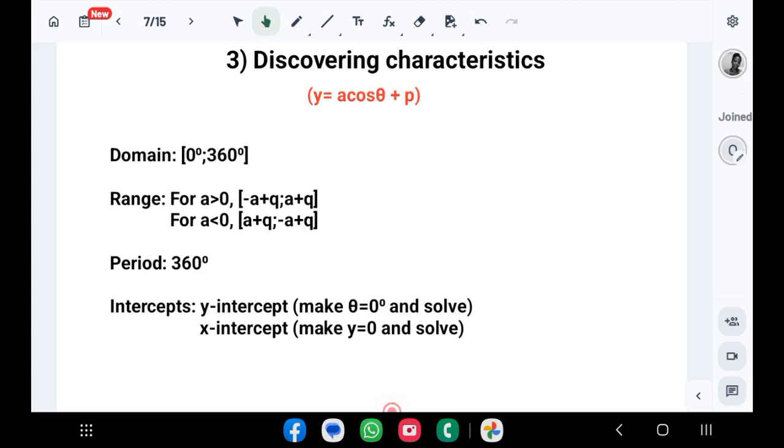The period is 360 degrees because it takes 360 degrees to complete a full cycle. That's what the period means. How many degrees do you need to have a complete cycle? It's 360 degrees, so that is the period. To find the y-intercept, just like with any algebraic graph, you make x 0. In this case, you will make theta 0 and solve. Now, to find the x-intercept, same story, you will make y 0 and solve.